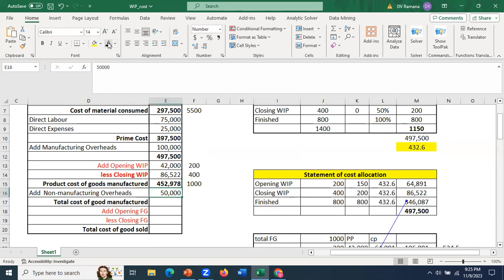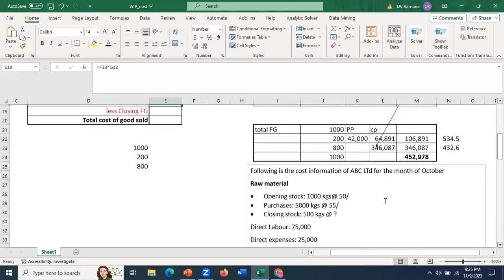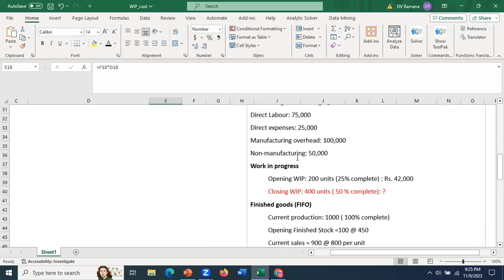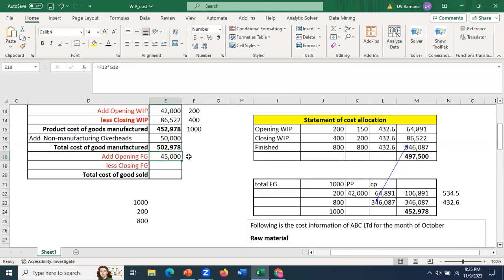So add non-manufacturing overhead, we get the total cost of goods manufactured. The total cost of goods manufactured is 502. Then, just like any other inventory, add opening stock of inventory, 45,000 is given here. We can see that is 4,500 units at the rate of 450. So we have 100 units, so per unit cost is equal to 450 given.